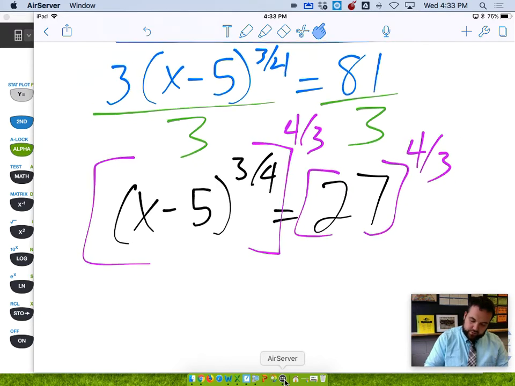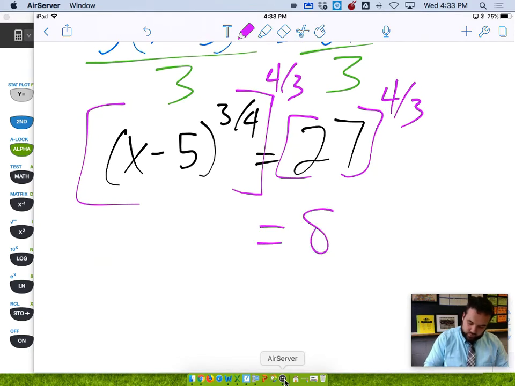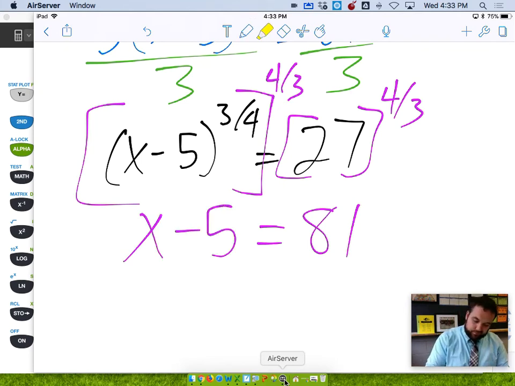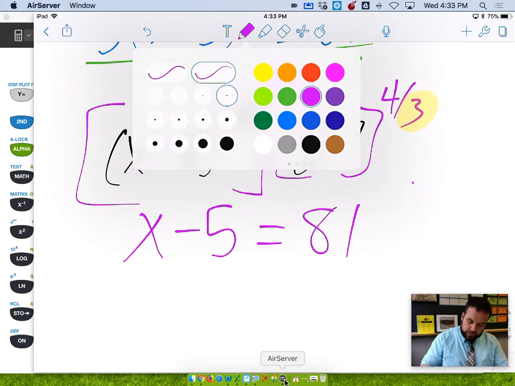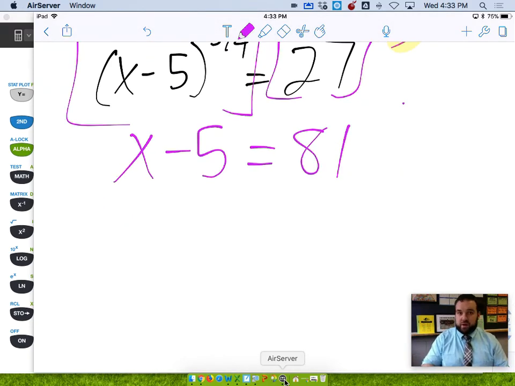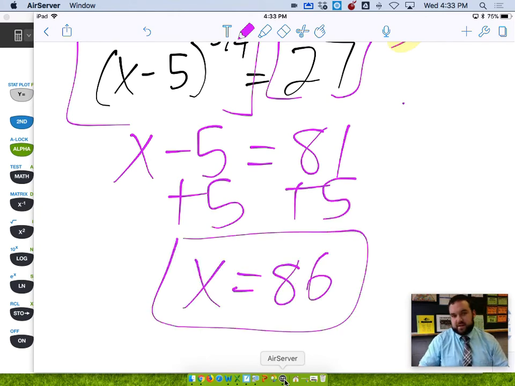If I go to the calculator and type 27 to the 4/3 power, I will get 81, which is kind of weird because that's what we started with. And the question is, do I need plus or minus here? This is telling me to third root 27, and since I'm third rooting, that is only one number. I don't have to worry about doing the plus minus. So this is my only solution, or this is going to be my only equation I have to solve. So we finish up, we add 5 to both sides, we get x equals 86.